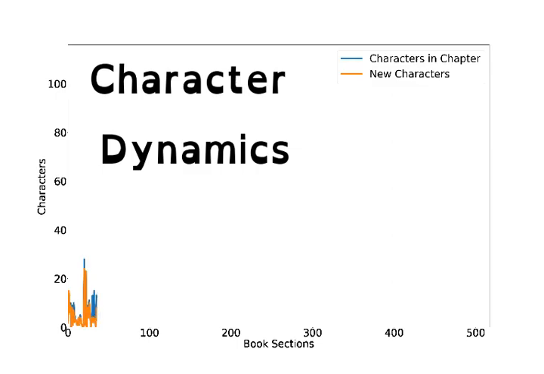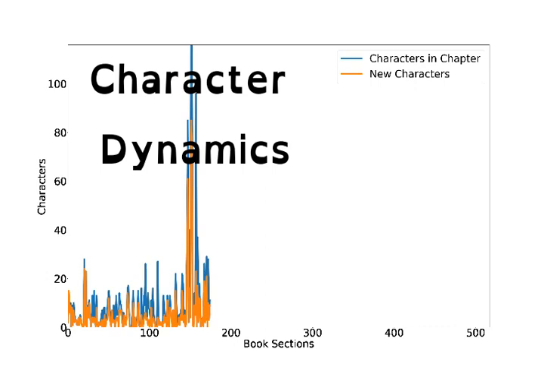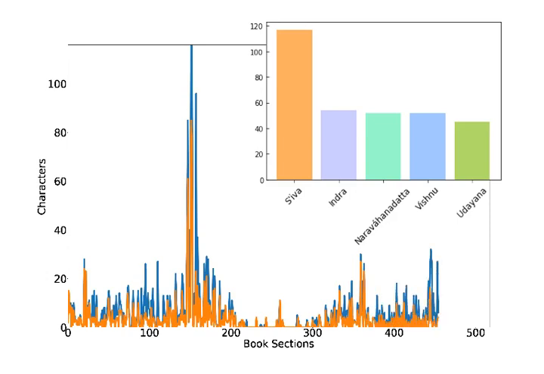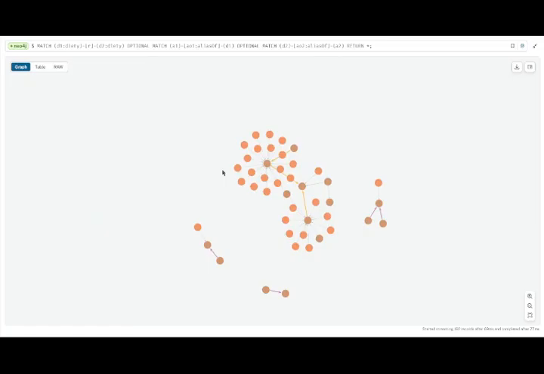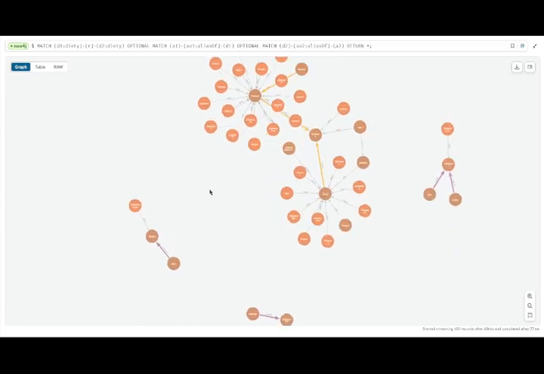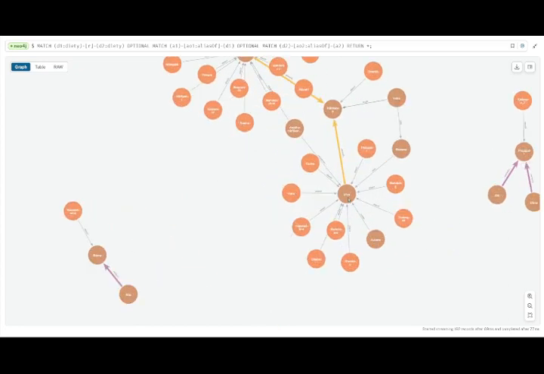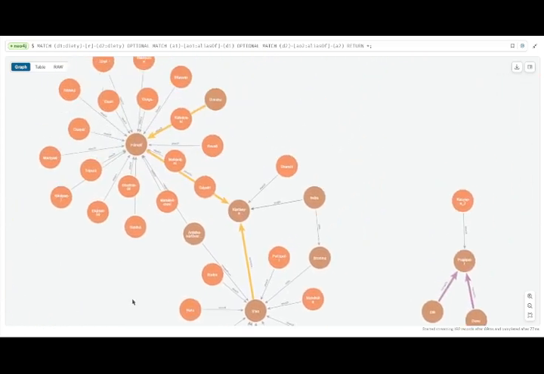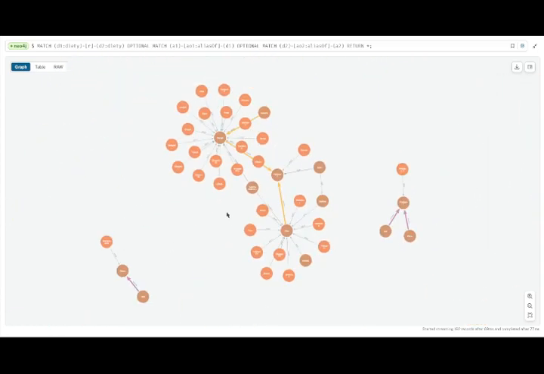One of the things that makes the book unique is that new characters are being introduced in almost every story, as shown in this graph. Using the number of appearances as a metric gives an indicator about the book's topic, and identifies the main characters as Shiva, Indra, Naravahanadatta, Vishnu, and Udayana.